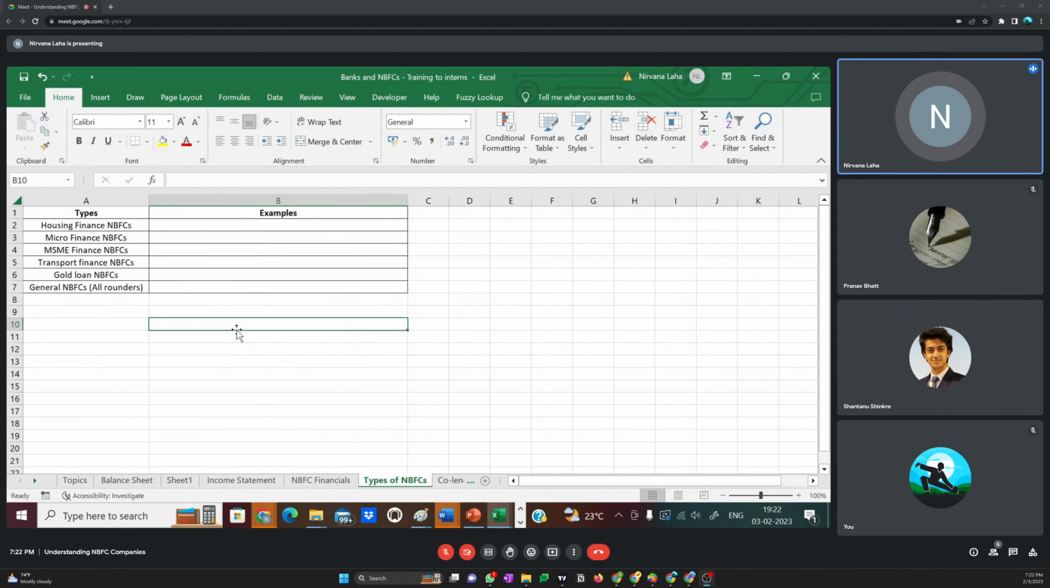So, types of NBFCs, okay? There are different types of NBFCs. Like I was explaining to Gaurav when he asked that question, NBFCs generally try to specialize in a particular area. For example, you have housing finance NBFCs. In housing finance, one NBFC is, say, Can Fin Homes, which is the NBFC of Canara Bank, okay? Canara Bank owns a large part of this NBFC.